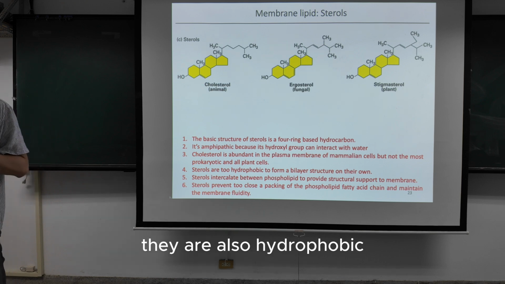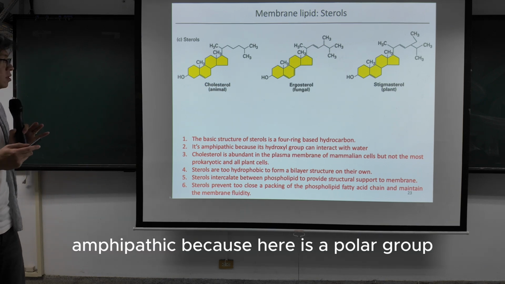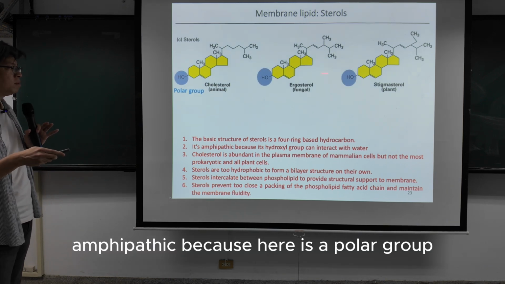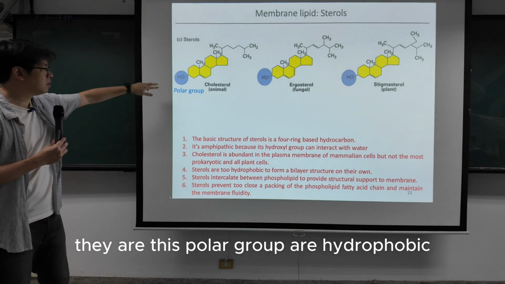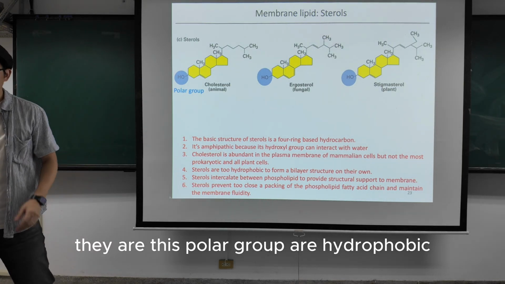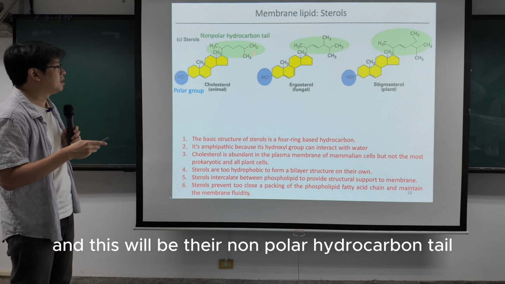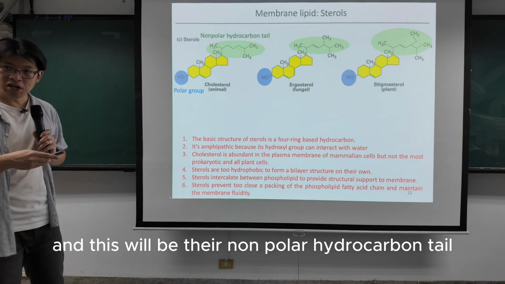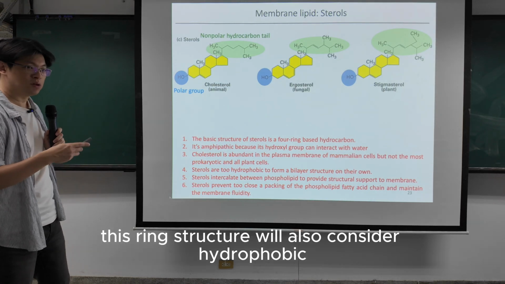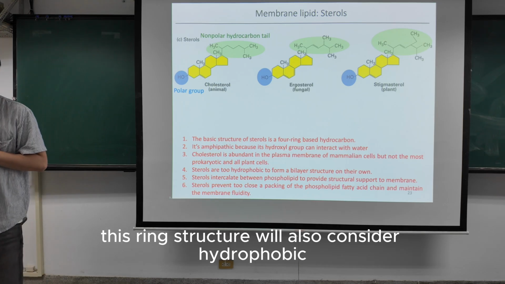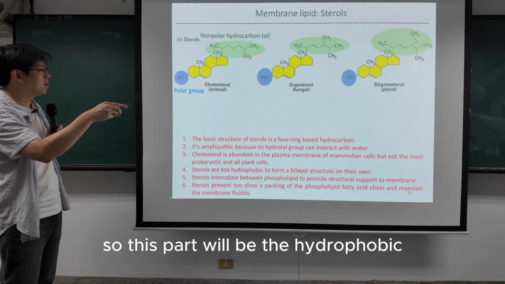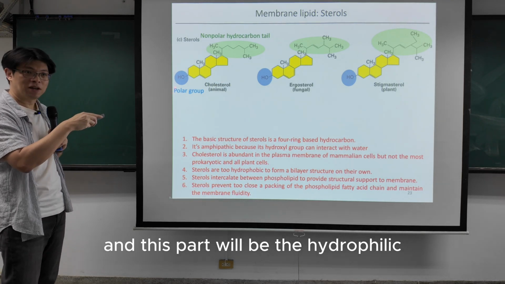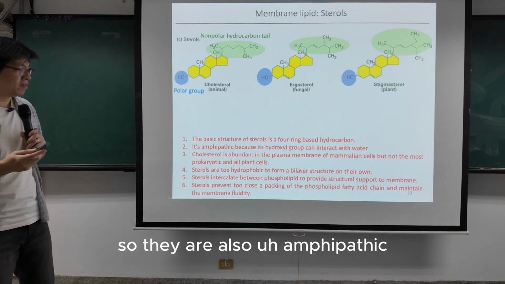They are also amphipathic because here is a polar group. This polar group is hydrophilic, and this will be their non-polar hydrocarbon tail. Also, this ring structure is considered hydrophobic. So this part will be hydrophobic, and this part will be hydrophilic. So they are also amphipathic.